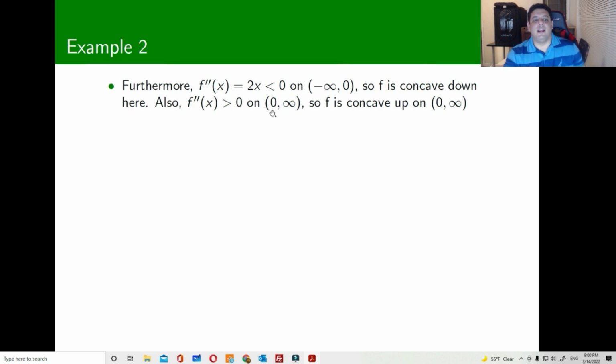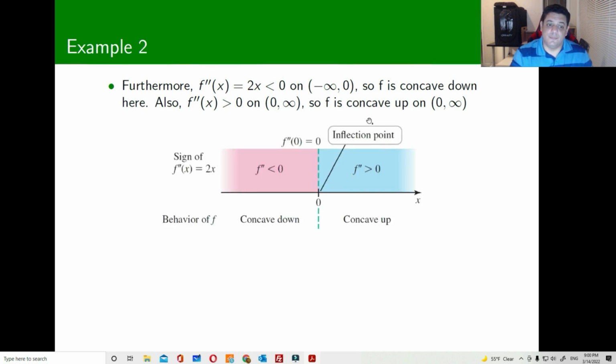Now for f double prime, things are a little bit easier since I can check right away with the numbers. For the negatives, this is going to be negative, and for the positives, this is going to be positive. So it's going to be concave down on the negative side, and concave up on the positive side. So this can be reflected as this.